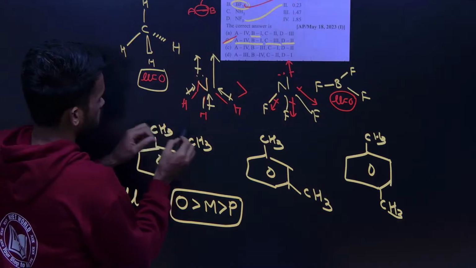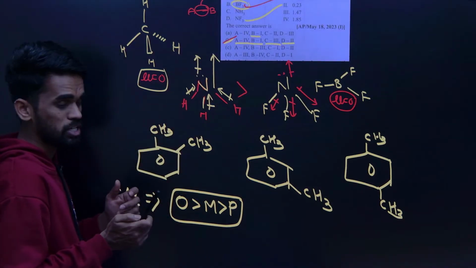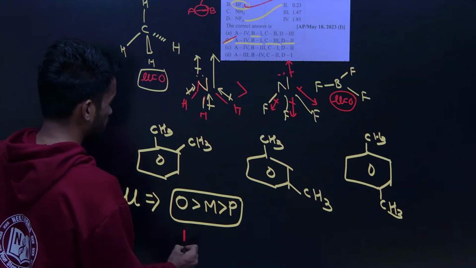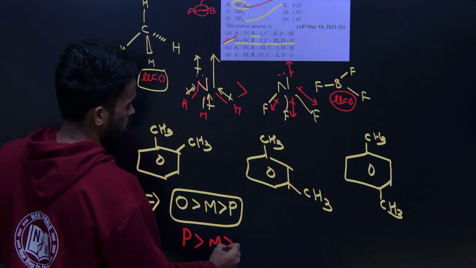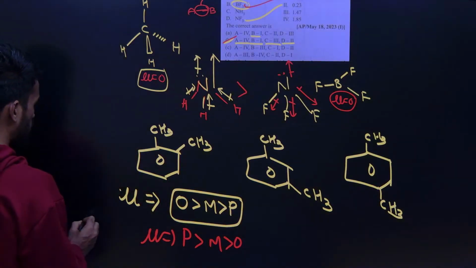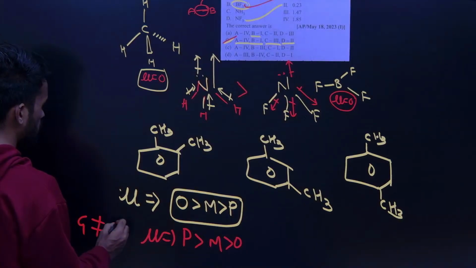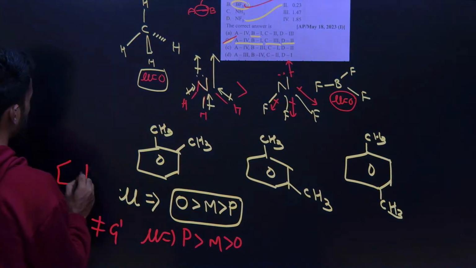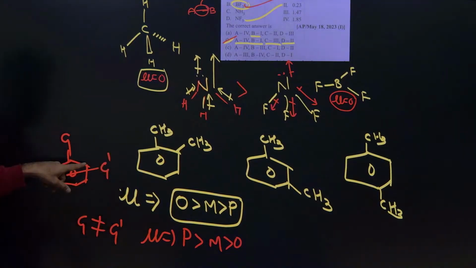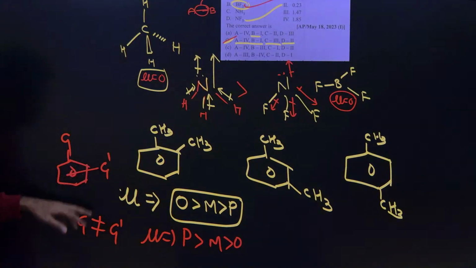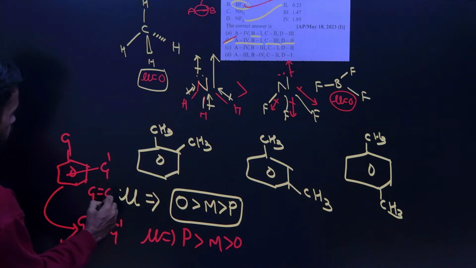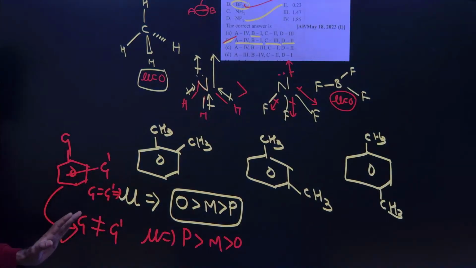If these two groups are of different nature, like one is electron withdrawing and one is electron releasing, then it becomes para, meta, ortho. This is the order of the dipole moment in case of different groups. If G and G dash are different, where one is attached here and another might be anywhere, ortho, para, or meta, this is the scenario. If they are the same, this will be the scenario. Hope this is clear.